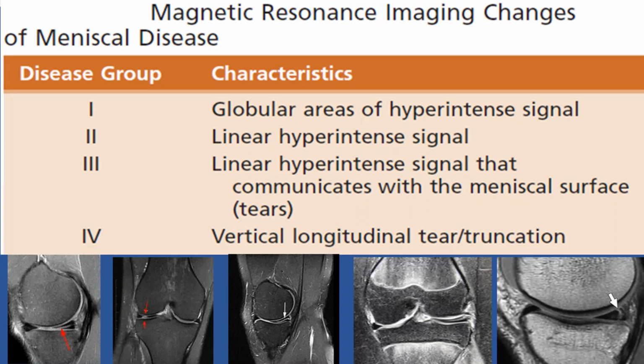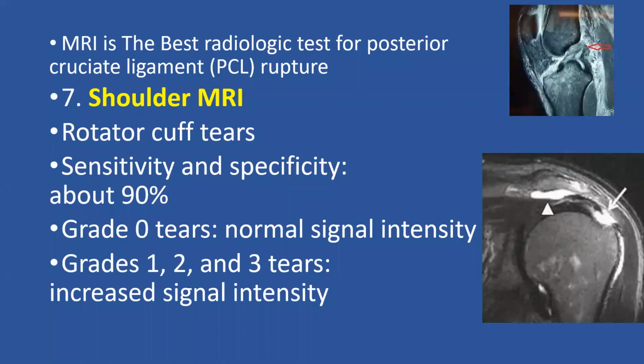1, a globular area of hyperintense signal with no tear. In 2, we have a linear hyperintense signal, but it does not communicate with the joint. Number 3 is a linear hyperintense signal that communicates with the meniscus surface. And then you have the vertical longitudinal tear. This is what you should know. So, in addition, to complete the knee, MRI is best for identification of PCL ruptures.